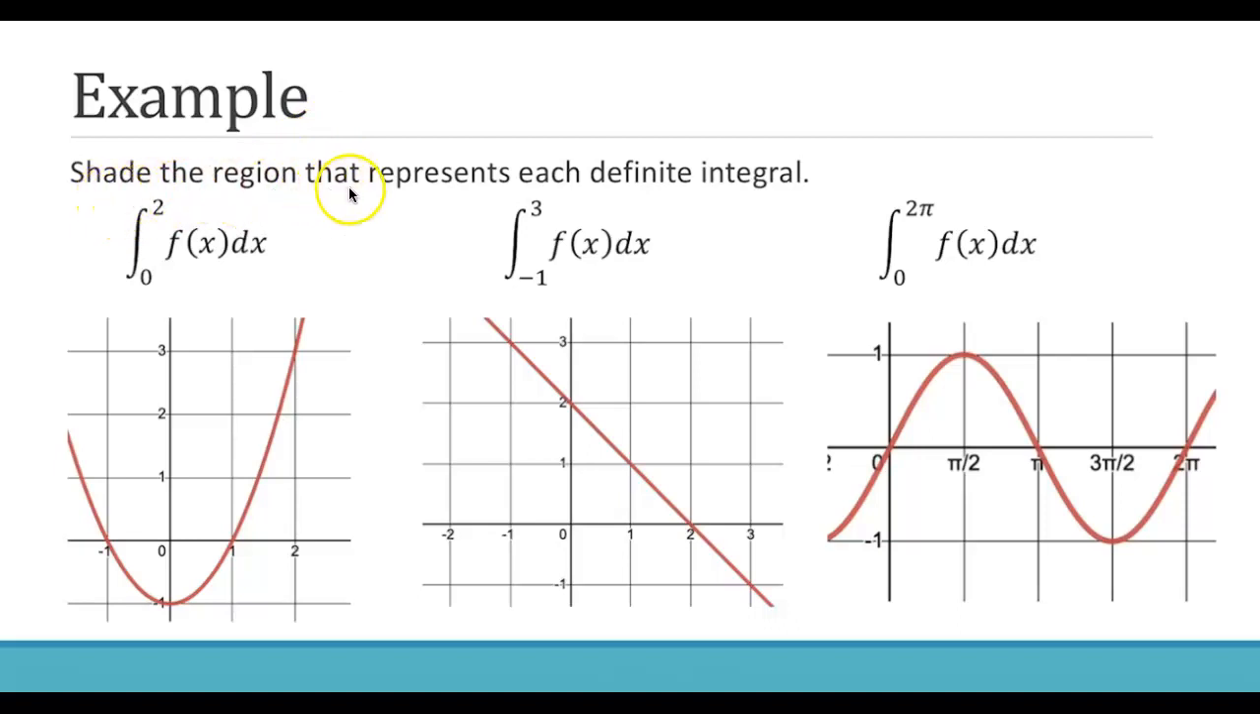So we're going to shade the region that represents each definite integral. So here we have the integral from 0 to 2 of f of x dx. So here we're only interested in the x values from 0 to 2. We're going to shade the region between the function and the x-axis. Well, from 0 to 1, that's going to be below the x-axis, so that's going to be negative signed area. And between 1 and 2, we're going to have positive signed area between the function and the x-axis.